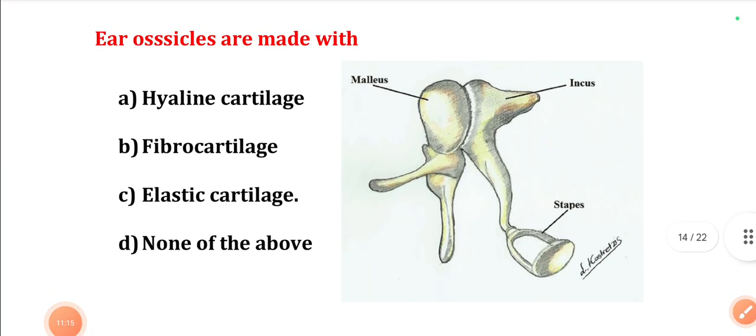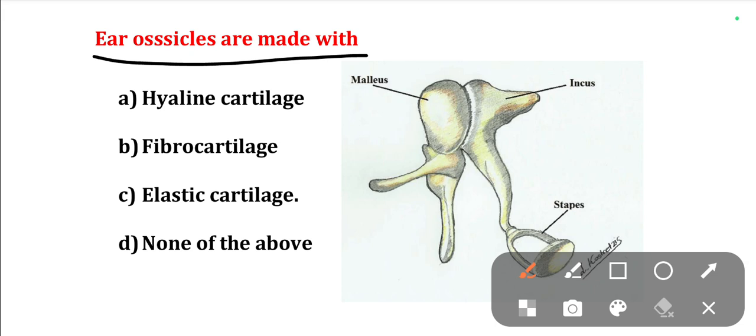So the next one is, ear ossicles are made with. Ear ossicles are nothing but the smallest bones in our body. Those are malleus, incus, and stapes. Among these three bones, the stapes is the very smallest bone in our body. So these bones are made with it.